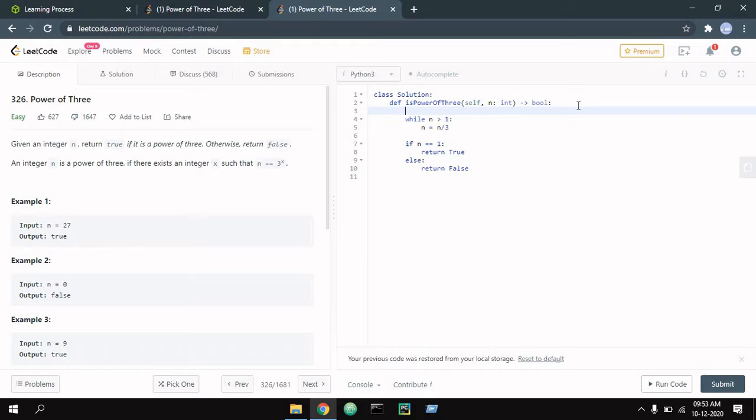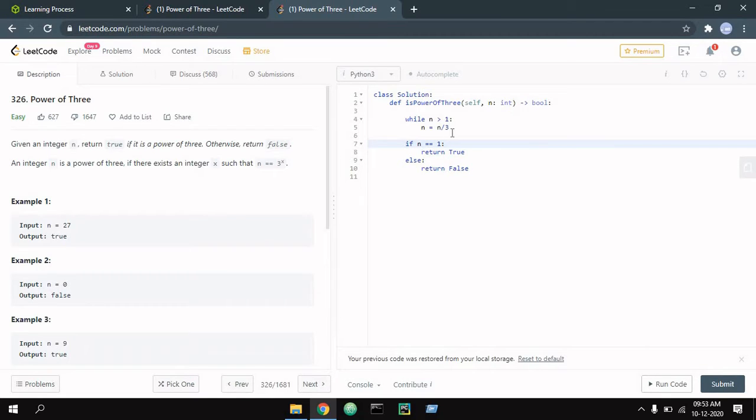In this we will be using a property of power that if a number is a power of something, then we can divide it by that number so that we get n equal to 1. Suppose n is a power of 3, like 9. We can divide 9 by 3 till we get 1. So we are doing that and checking. If n is 1, then return true, else return false.